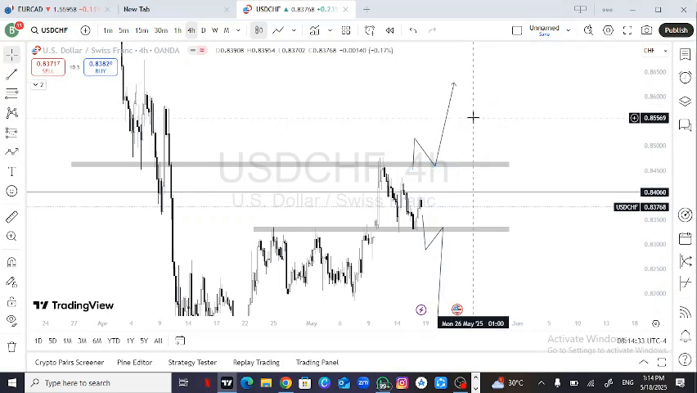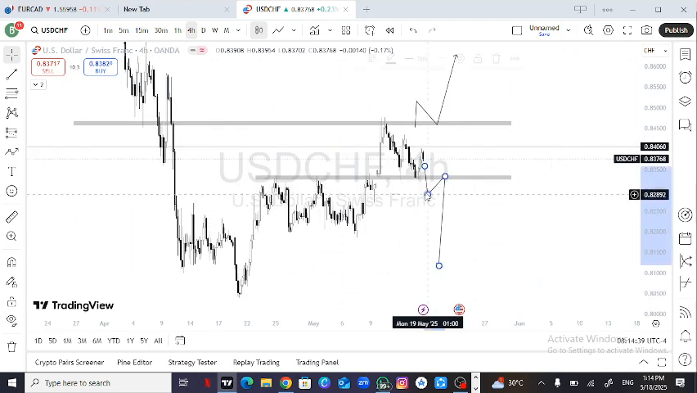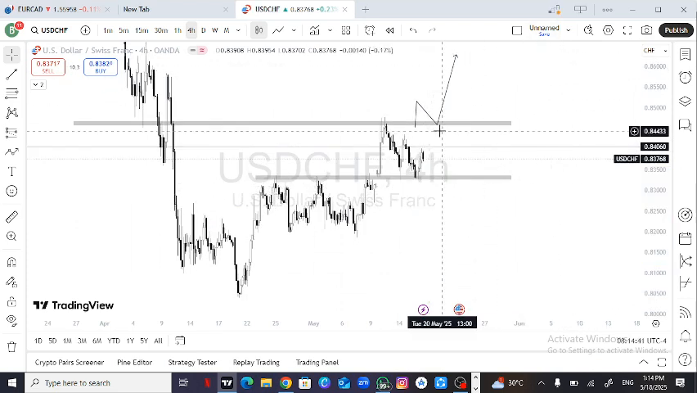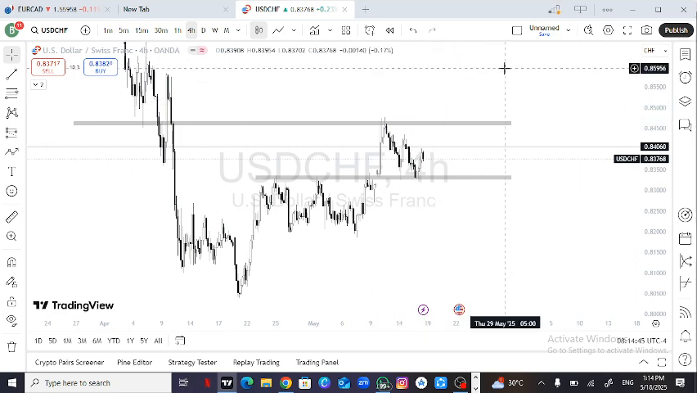So this might be a good trade entry. You can target any ratio you want, either 1-3, 1-2, 1-4, any you want.